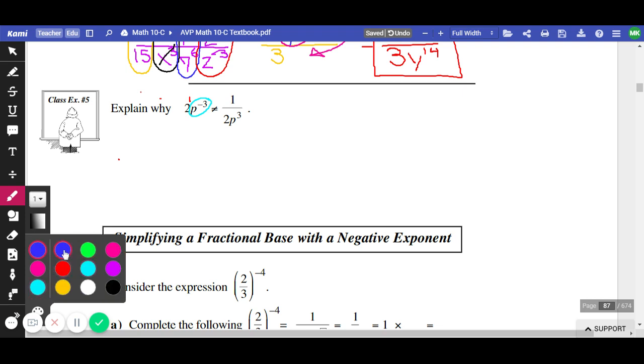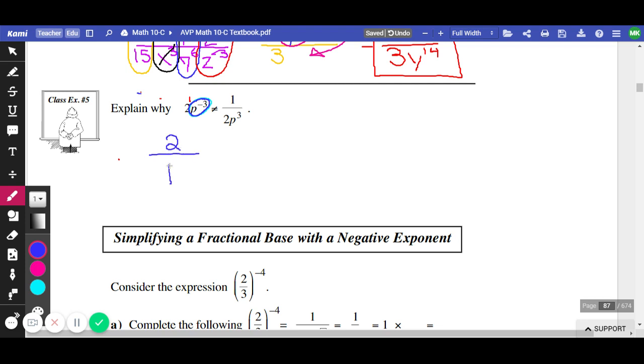Only the p had a negative exponent, so only it should move to the bottom. The 2 should stay on the top. That's what it should have been. It says explain why. The explanation would be the 2 has a positive exponent. It should not have moved. Awesome.